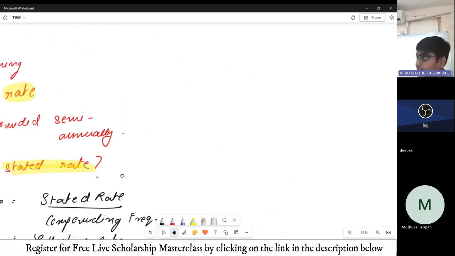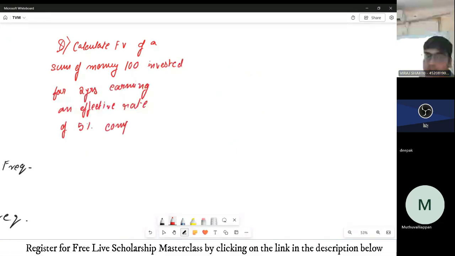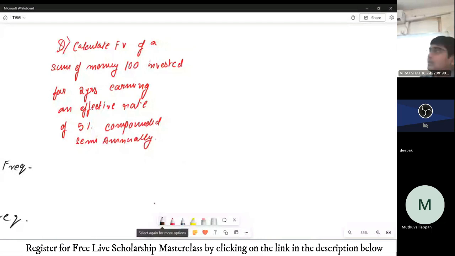Now moving ahead to one more question. Calculate the future value of a sum of money 100 invested for 2 years, earning an effective rate of 5% compounded semi-annually. Okay. What do we need to calculate? We need to calculate FV.